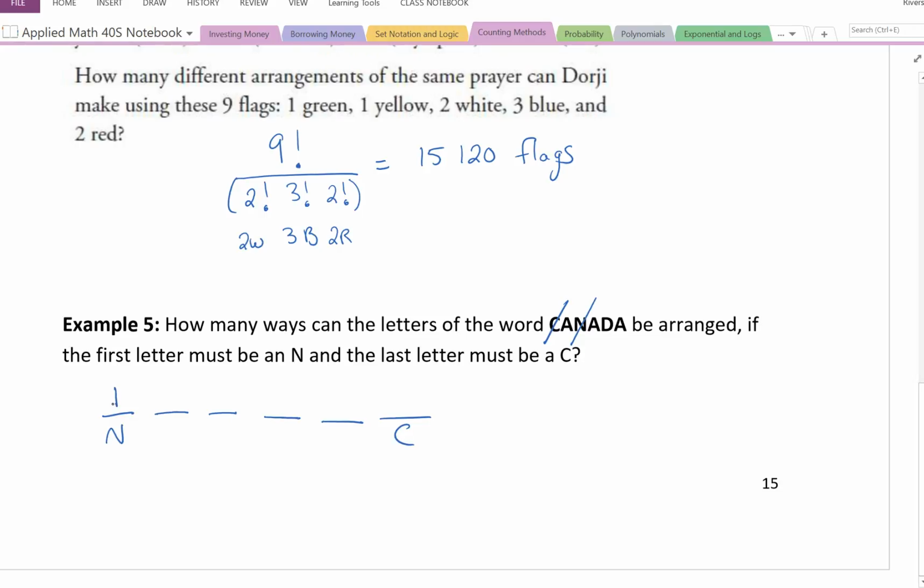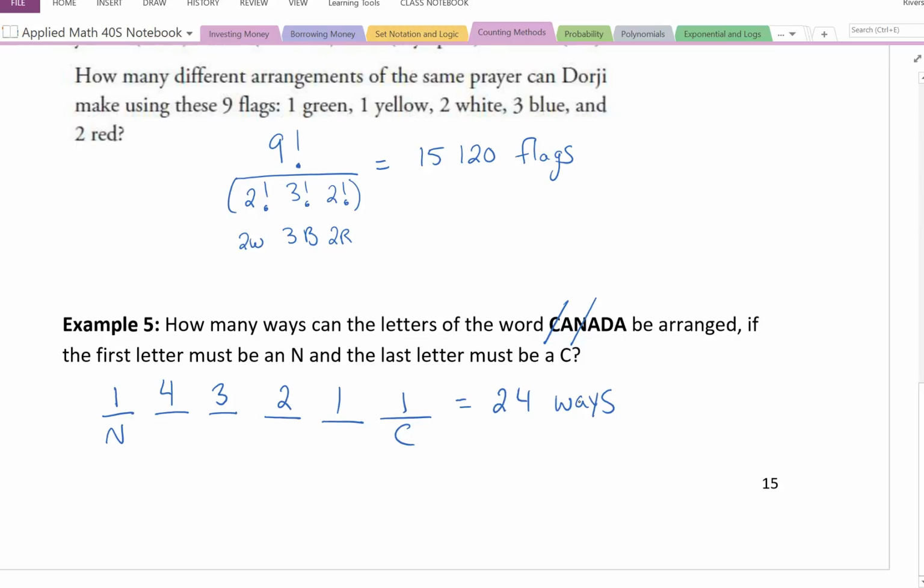So there's only one option for the N and only one option for the C. But in these 4 other spots, I've got A, D, A. So I've got 4 letters left to place there, 3 letters left to place there, 2 and 1. And then we would get 24 ways.